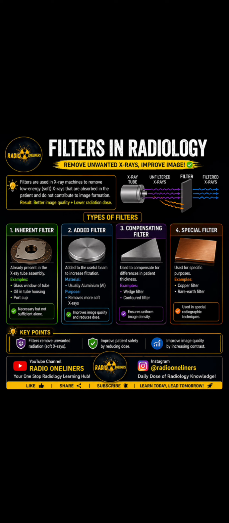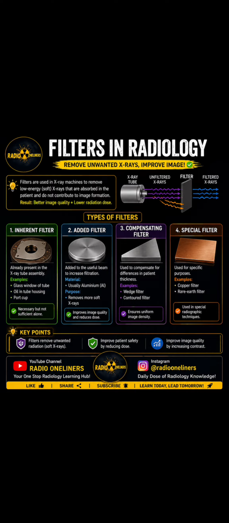Now the question is about the types of filters. Now that we know what filters do, let's talk about the different types of filters. There are several types, and each of them plays an important role. The first one is the inherent filter. As I've already explained in a very short note in the image, let's have a more detailed explanation for that.